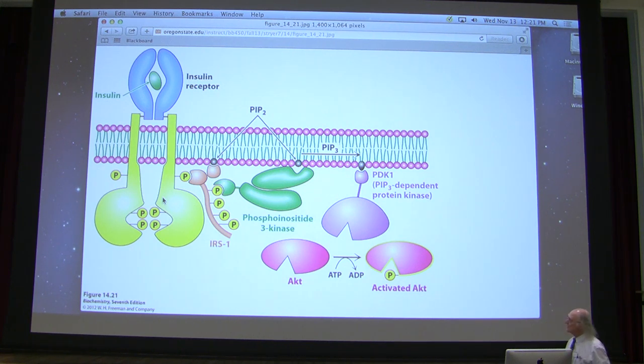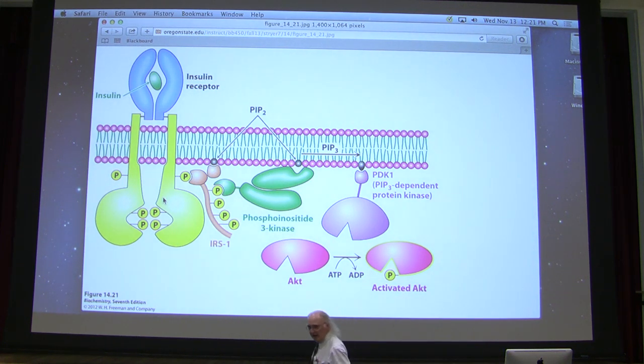Phosphoinositide 3 kinase will take the PIP2 that we saw before, and it will put an extra phosphate on it and make something called PIP3. It's a kinase. Again, a kinase is going to put a phosphate onto something. In this case, the kinase is putting a phosphate onto PIP2 in the membrane and creates PIP3. This is a long pathway, and you're not going to know all of it, don't worry. You're just going to know what you see on the screen.